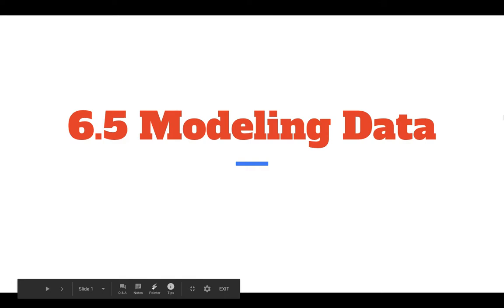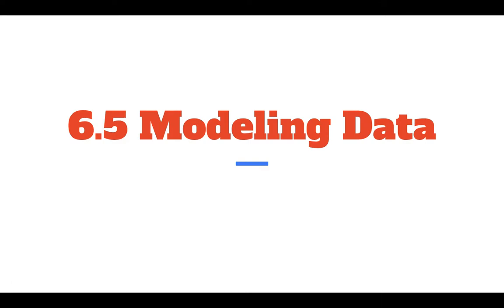Okay, the last thing that we're going to look at in chapter 6 is modeling data. Now, there's three things that we're going to be looking for when you describe data. Three things that we have here are the direction, the form, and the strength.